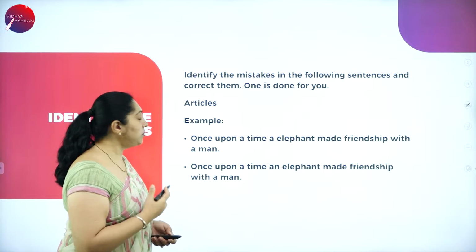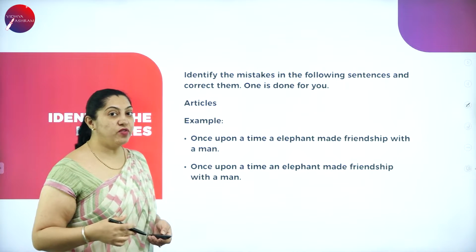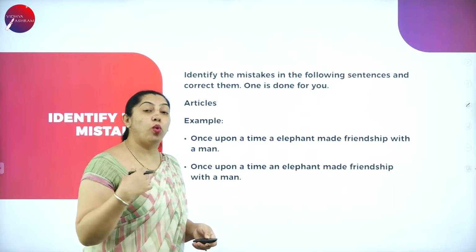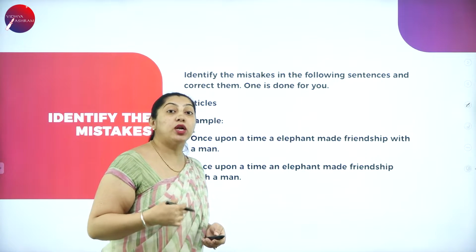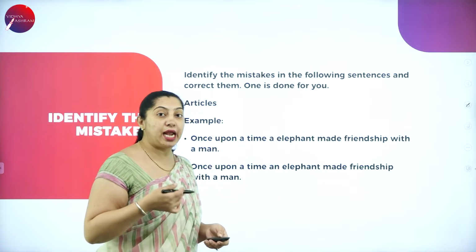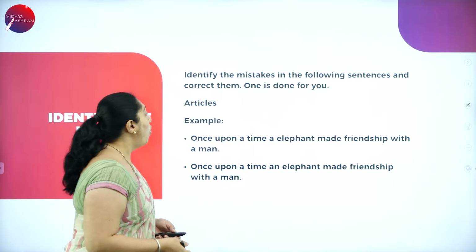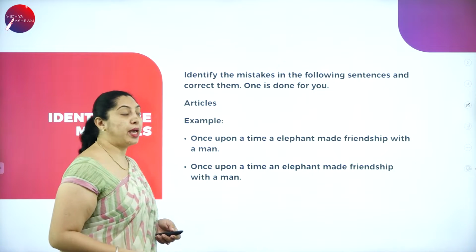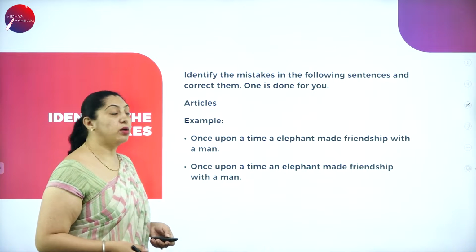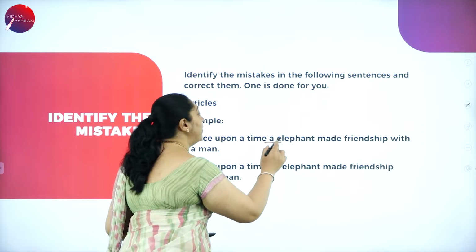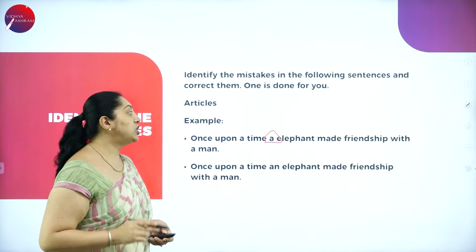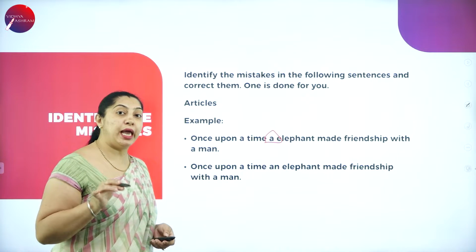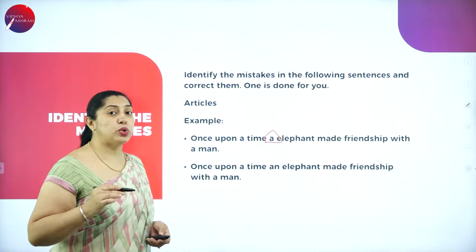Let's see here. That is the articles. I've given one example and have given the answer for that. And let me explain what is the wrong usage in the sentence and how we have to correct it. Once upon a time, an elephant made friendship with a man. So what is the error here? The error is a elephant. Once upon a time, a elephant made friendship with a man. A is the error. So how are we supposed to write here?